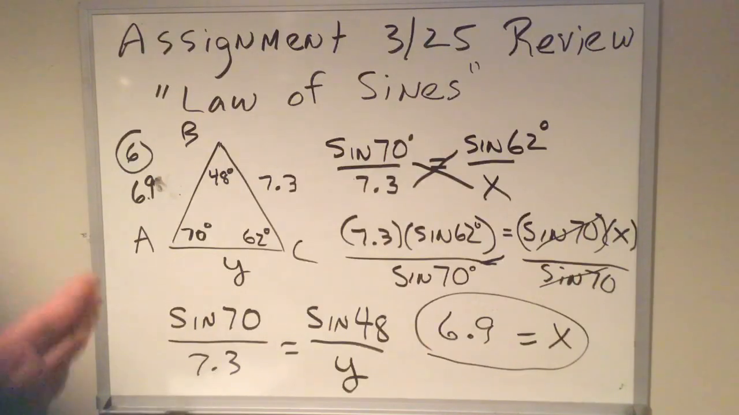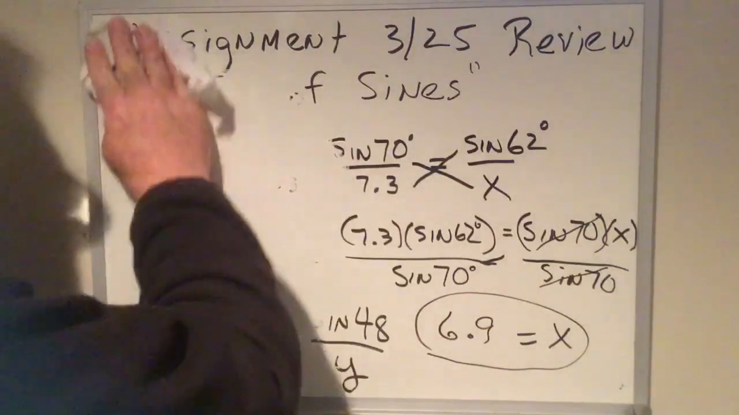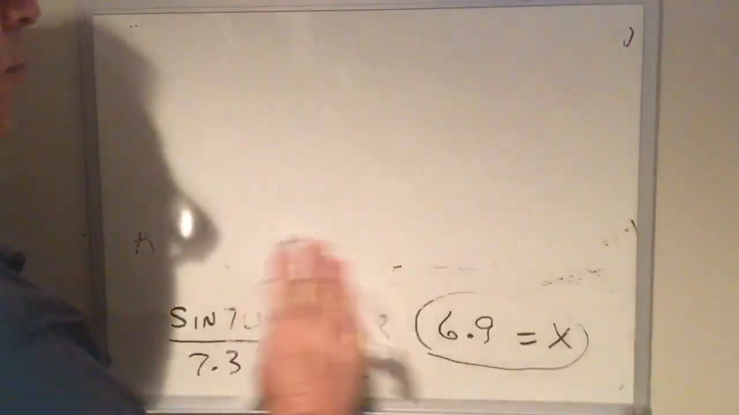That's when you are looking for a side length. You have two angles, and you're looking for a side length. Okay? You have two angles. Notice I filled in the third. Okay? That was problem number 6. Now let's go to problem 7. I'm going to clean house here, so I got a little more room. Okay? That's one type of problem where we were looking for a side length.